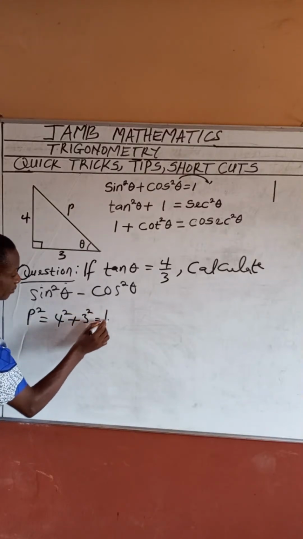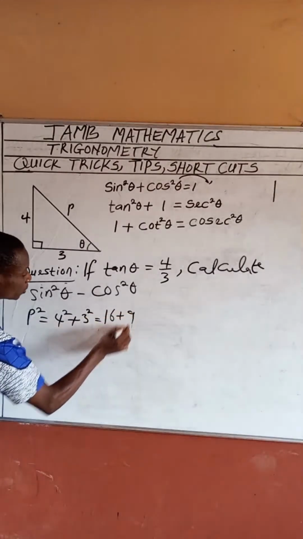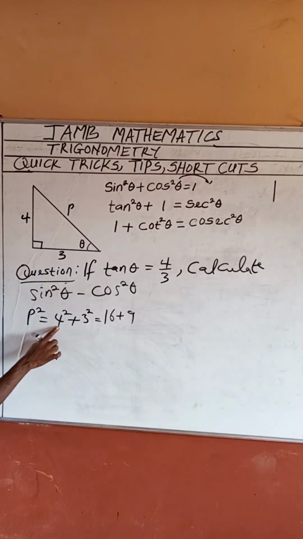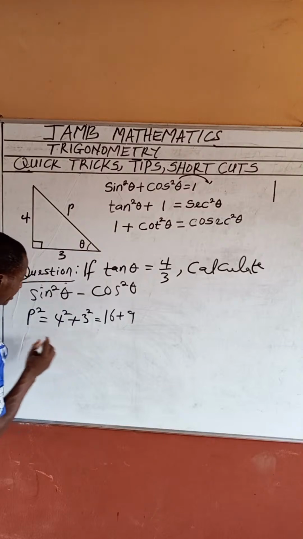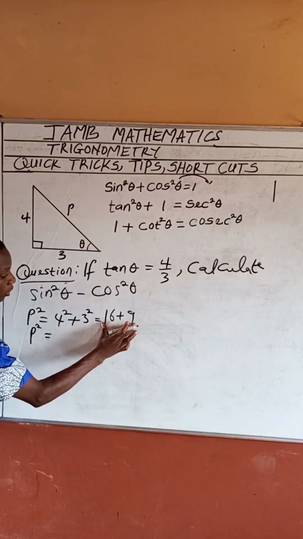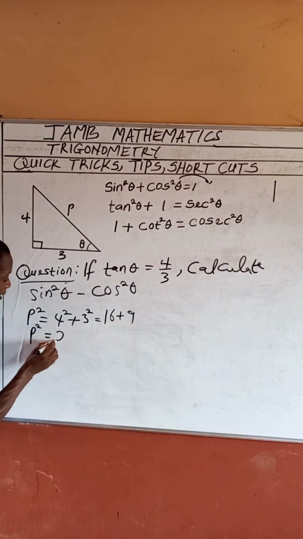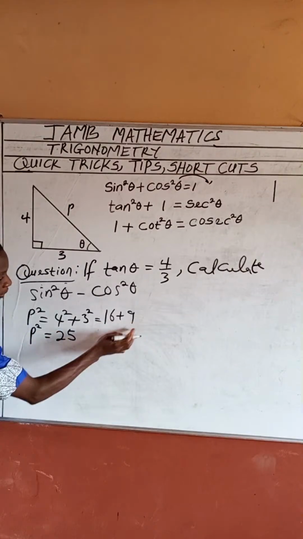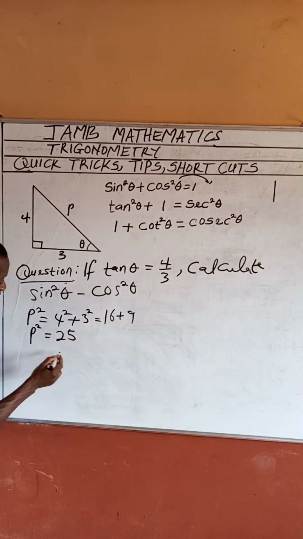This is 16 plus 9, right? What is 16 plus 9? That's our P square going to be 25. I think we're correct, right? Yes, 16 plus 9, add 4 to it, and this becomes 25.